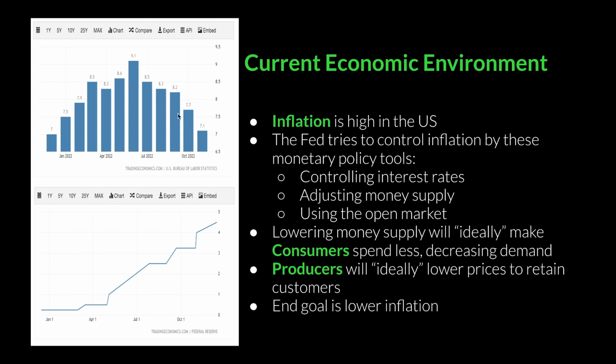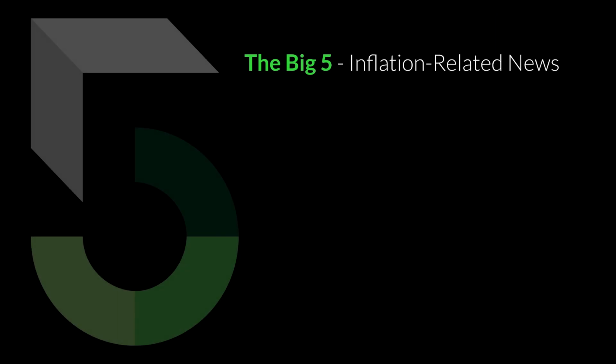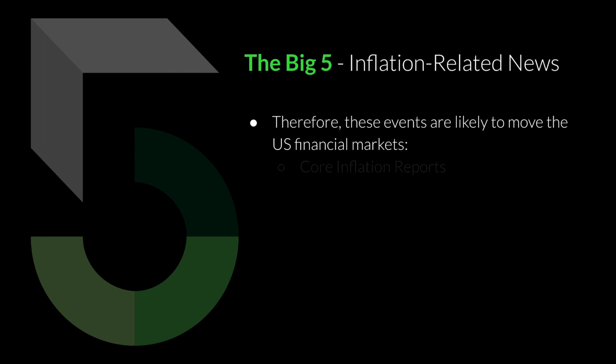Okay, now that's the background of this video. So what is going to move the market? There are 5 big things, at least as I see them, that are going to move the market, and they're all related to inflation. So these events are going to move the US financial markets. Number 1, core inflation reports. Obviously, as the name implies, it denotes what the current inflation rate is. So when it's released, let's say in December, it's releasing the information from November. So it's a lagging indicator. But obviously, that's going to let everyone know how the monetary policy by the Fed is performing.